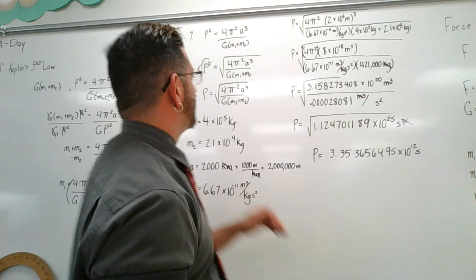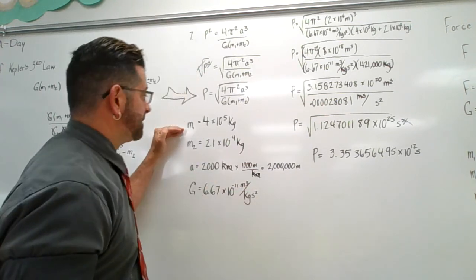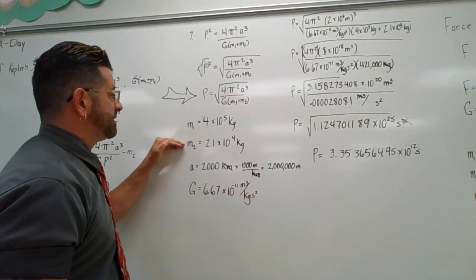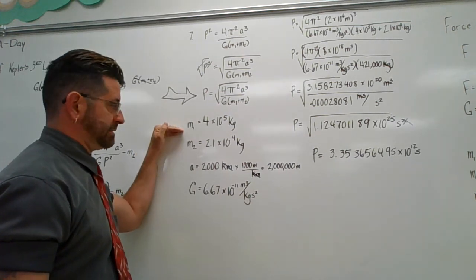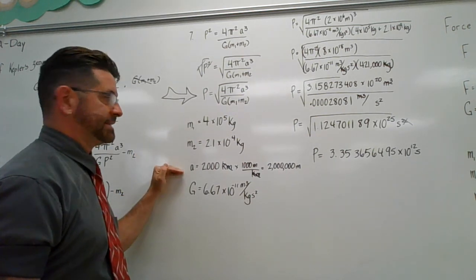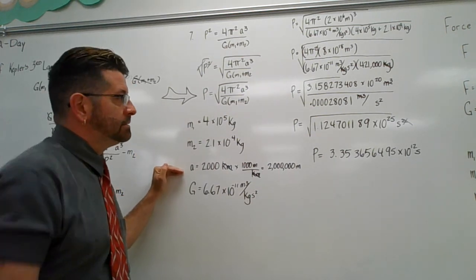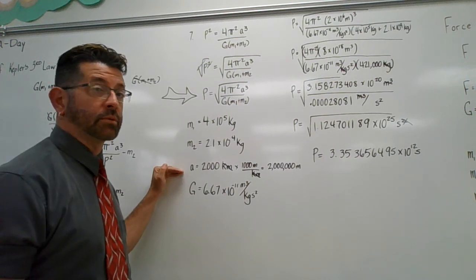So there you go. That's how long it would take this object with this mass to orbit this object with this mass at this distance. There you go. That's quite a bit of time, actually.